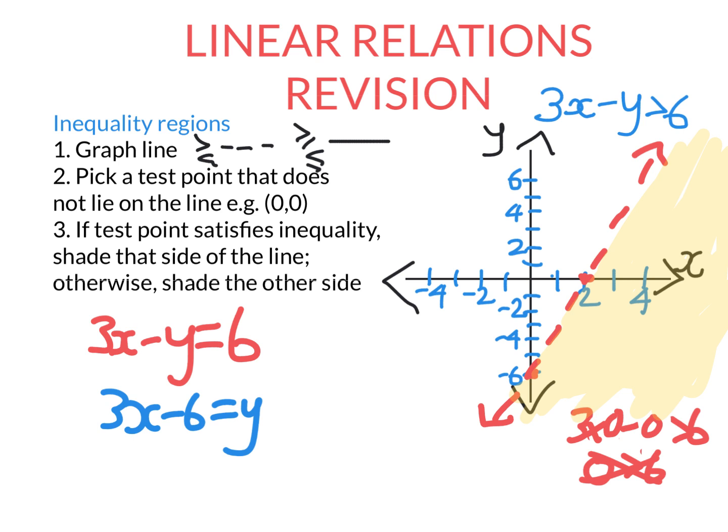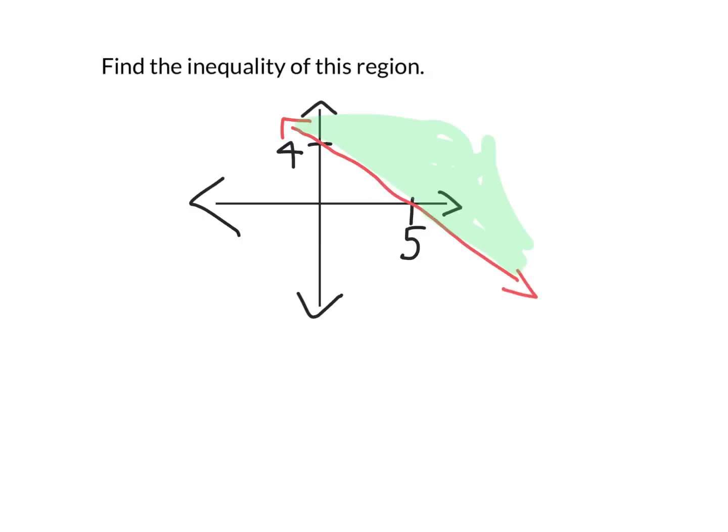All right, let's now look at going the opposite way, when I have the inequality region and I have to find the equation. So here we're going to find the inequality of this region. What inequality do we start with to end up with a graph like this? So the first step we're going to do is find the equation of the red line. Whenever you're finding the equation of a line, you find m and find b, because the equation of a line is always y equals mx plus b.